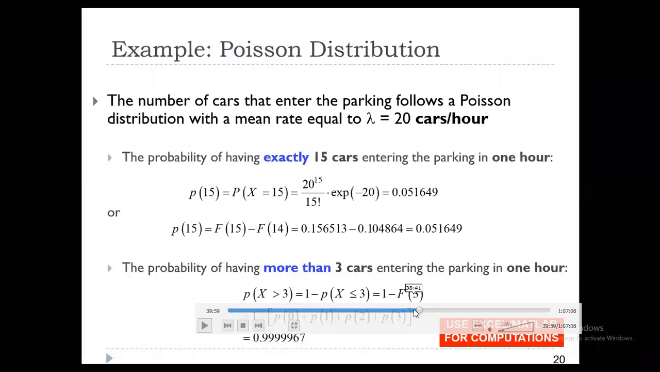The probability distribution of having exactly 15 cars entering the car park is provided in the solution below. So just examine the solution carefully.